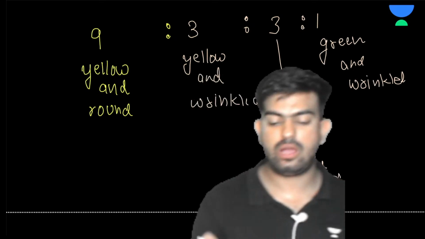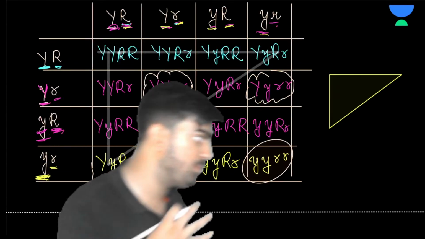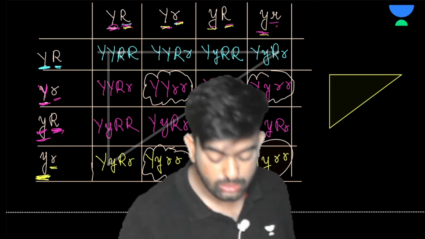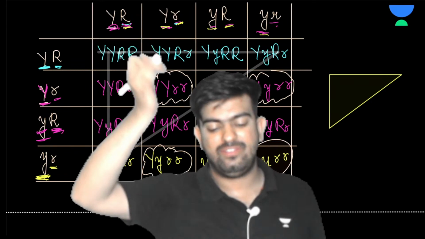Clear? So this is how you can remember the Punnett square very easily. Whenever you need to make a Punnett square in an exam, if you do it like this, capital Y, capital R, you will make this thing.